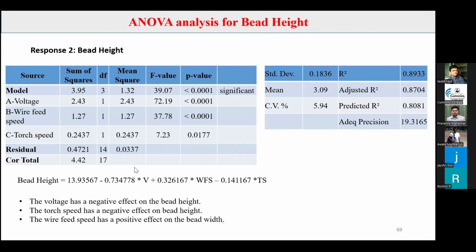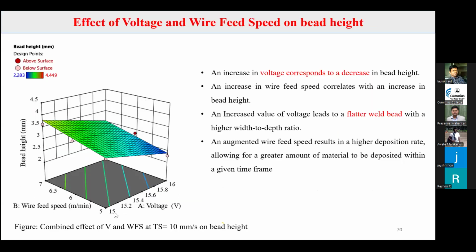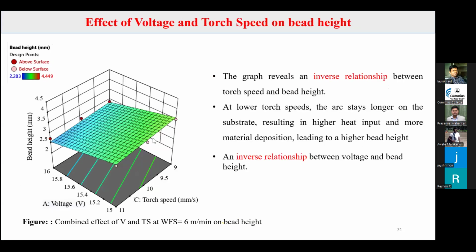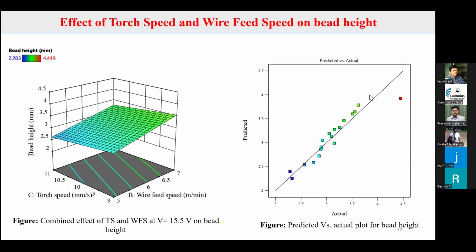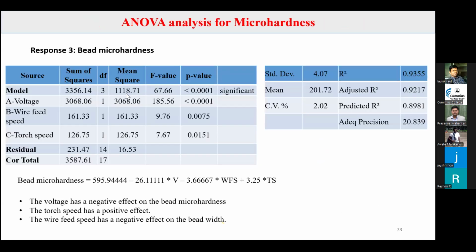Then again, I have plotted the combined effect. Here you can see voltage has a negative effect. So as we increase the voltage, it will flatten the weld bead. So the width increases, whereas the height decreases. Here you can see the graph between predicted and actual. All the points are very close. Then the third response, that is bead micro hardness.